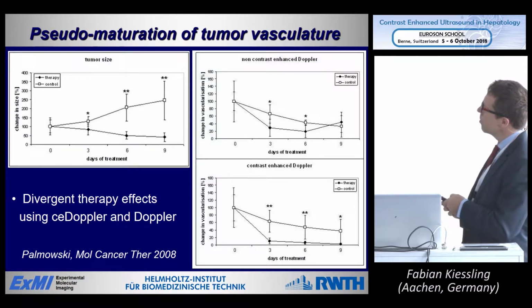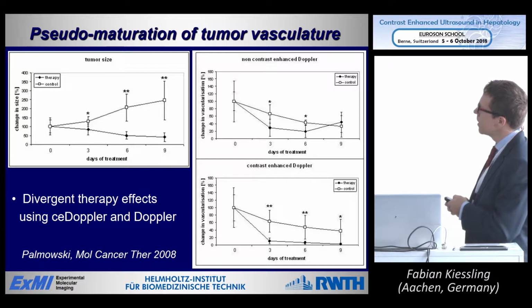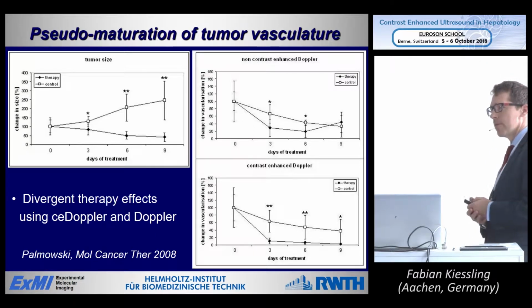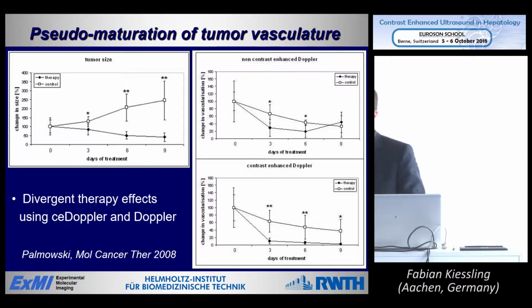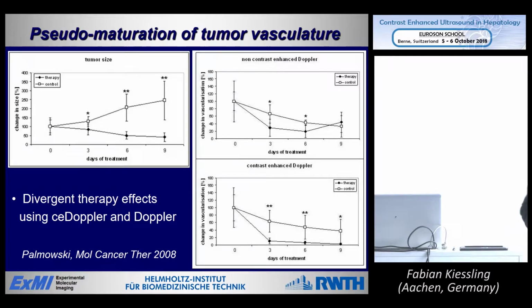Then you see if you treat the tumors, you see a drop in vascularization in both scans, but then something strange happens. While on the contrast enhanced scan, you see a constant drop in vascularization over the whole observation period, you see that for the Doppler scan, vascularization between day 3 and 6 goes up again and then is higher than in the control tumors. So what happens here? Is this an artifact? What do you think? Or do we see a biological phenomenon that is potentially important for therapy? The latter is the case.